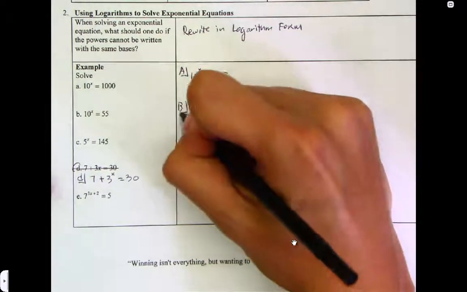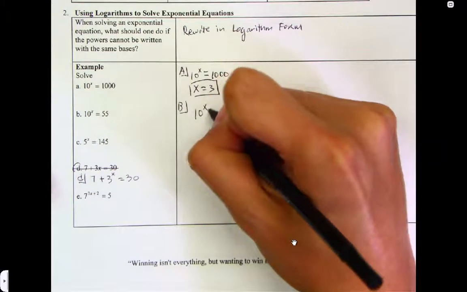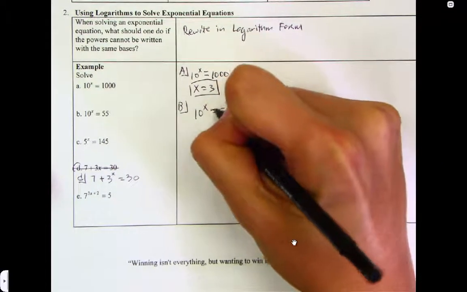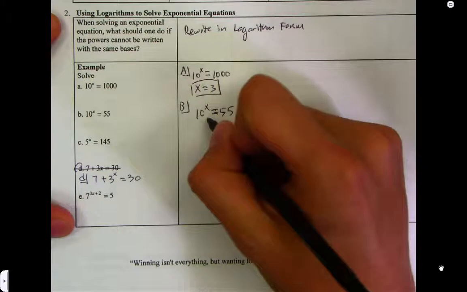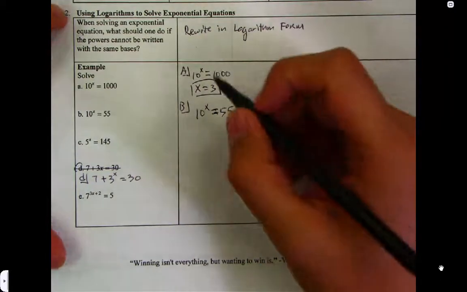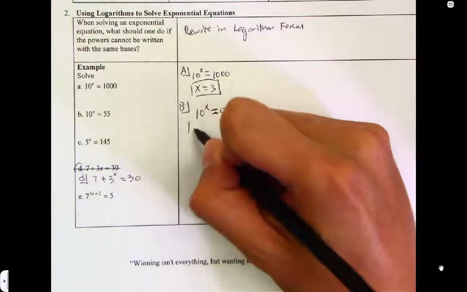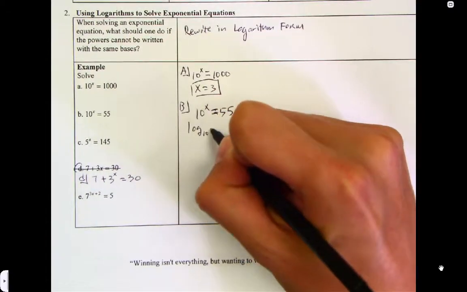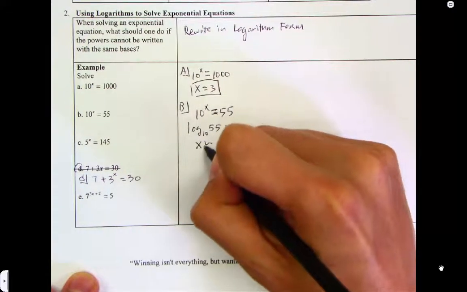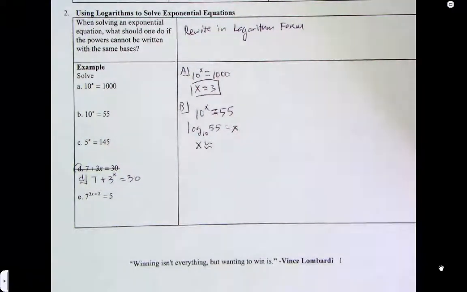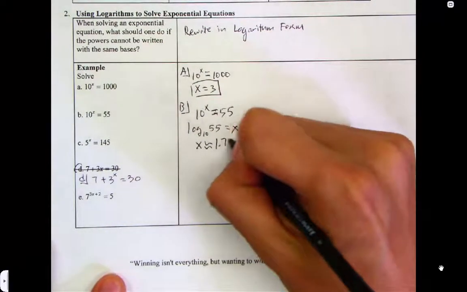B, solve. 10 to the what power will give you 55? Well, we know it's between 1 and 2 because 10 to the first is 10, and 10 squared is 100, and 55 is between 10 and 100. You can't get the same base, so rewrite it in log form. Log base 10 of 55 is equal to x. Put that in our calculator. Log 55 is approximately 1.74.